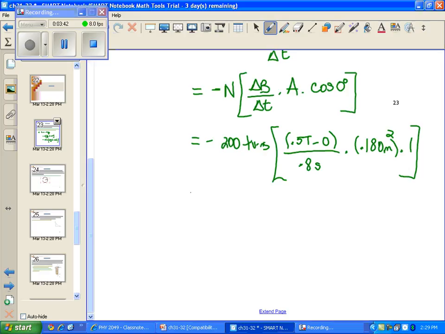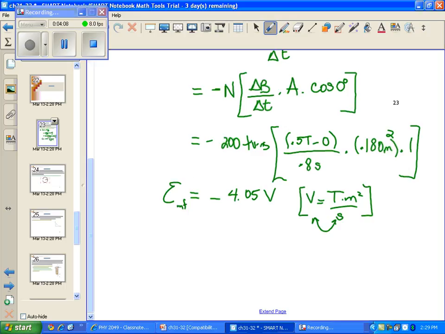Multiplying out the terms, we get an EMF of minus 4.5 volts. And notice that the unit volts, V, is equal to the Tesla times the meter squared per second. So in other words, these two units are entirely equivalent. Because we are writing the induced EMF, we are going to go ahead and express it in terms of volts.